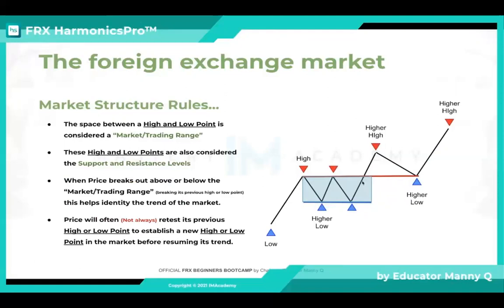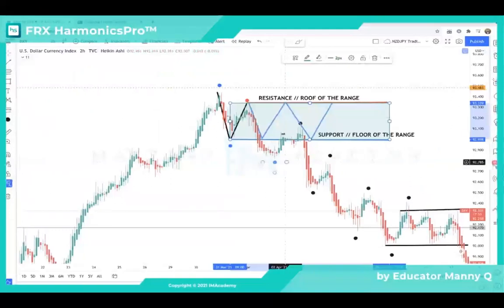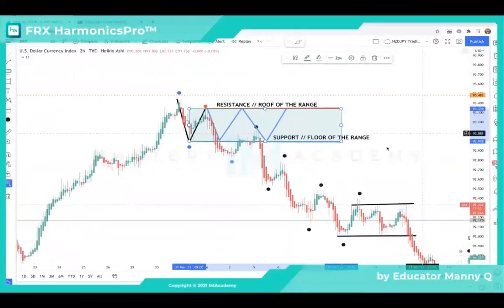When price breaks out and closes above the previous high points, this is one of the first signs that the market is going to continue in that direction. So if it breaks above the previous high, the market is looking to make newer highs and continue in an uptrend. If the market breaks out of the previous low, it's looking to make new lows and continue in that downward direction. All righty?